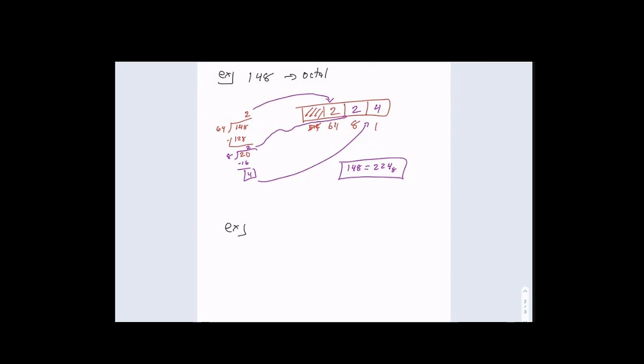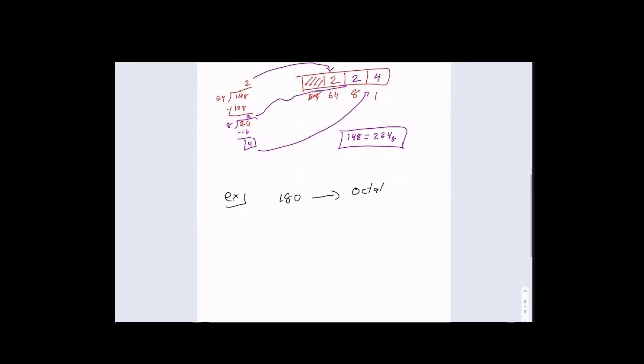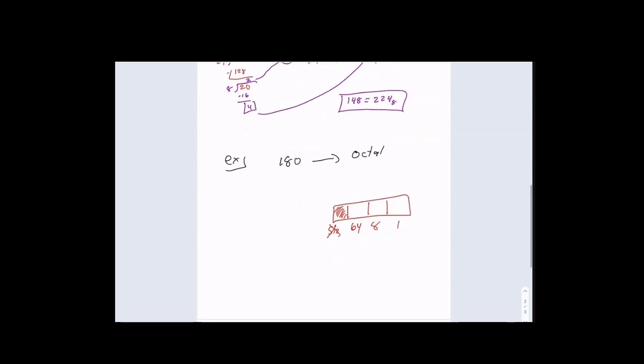180. You want to turn this number into its octal. 1 seems obvious, we're going to use. 8, obvious that we're going to use. 64, obvious that we're going to use. 512, will we use the 512? No. So once again, we're going to have 3 digits.